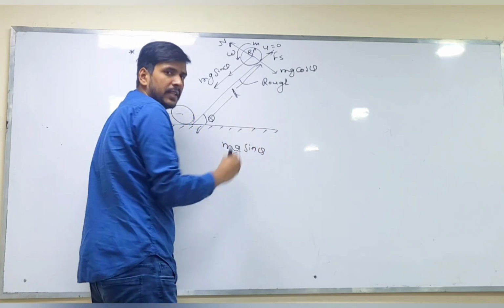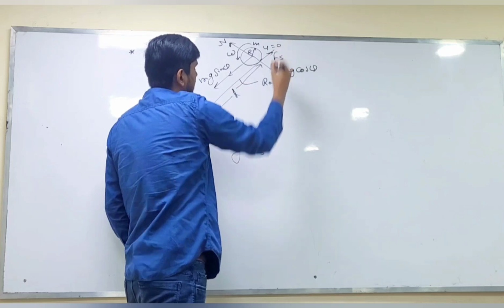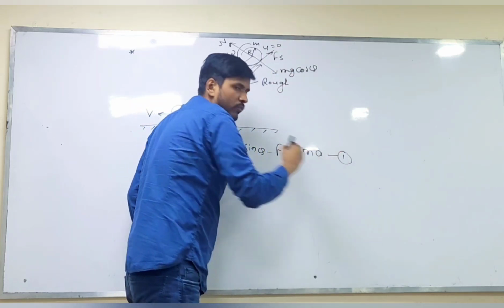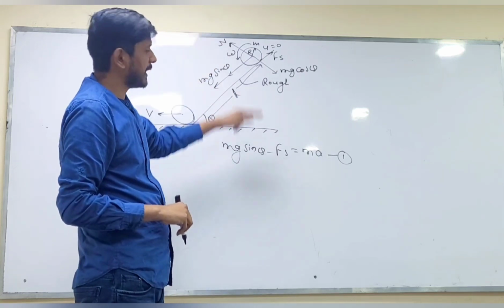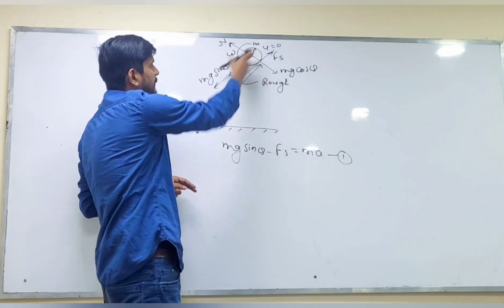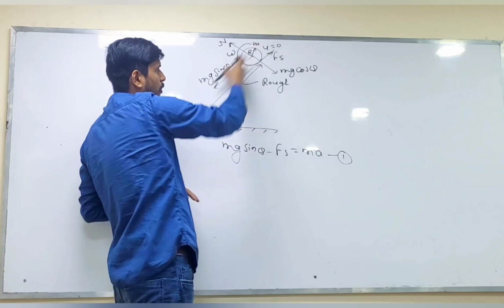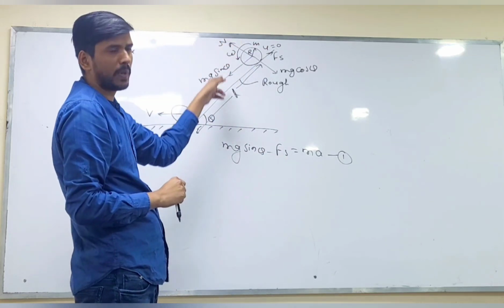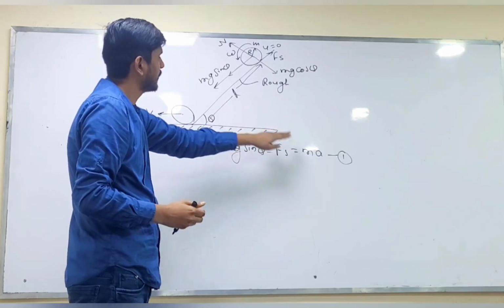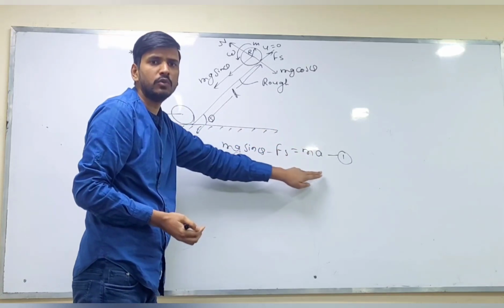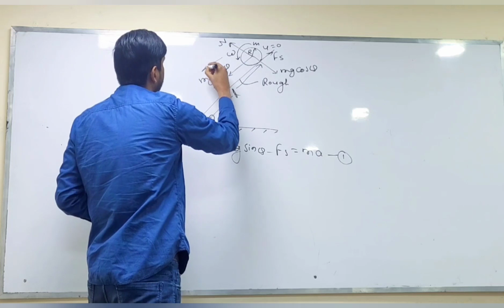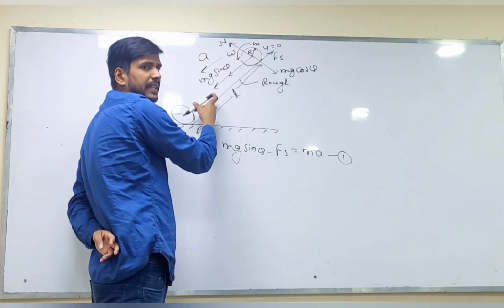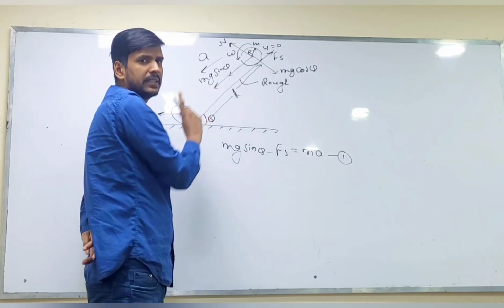Now we will write the equations. Mg sin theta minus friction. This is the first equation, by using Newton's second law. Net force in this direction is mg sin theta minus friction, and this is equal to mass into acceleration. Acceleration is in this direction, because net force is in this direction, so acceleration is also in this direction.